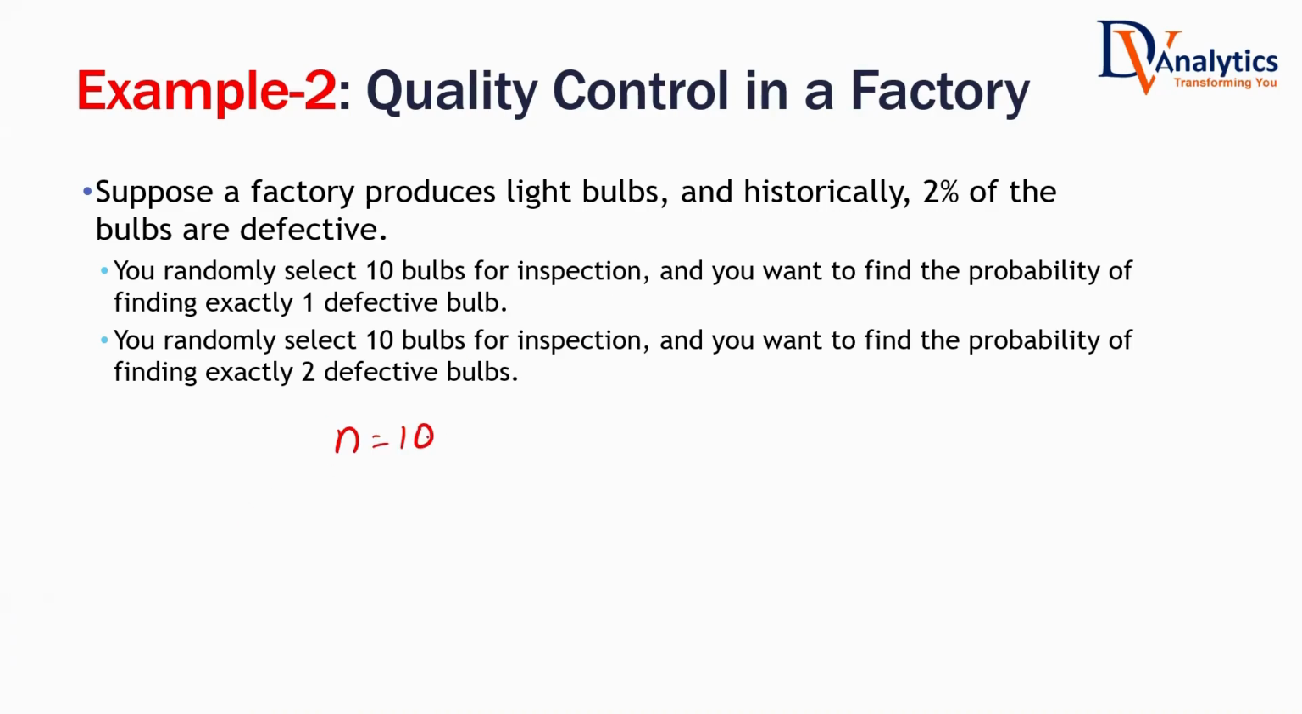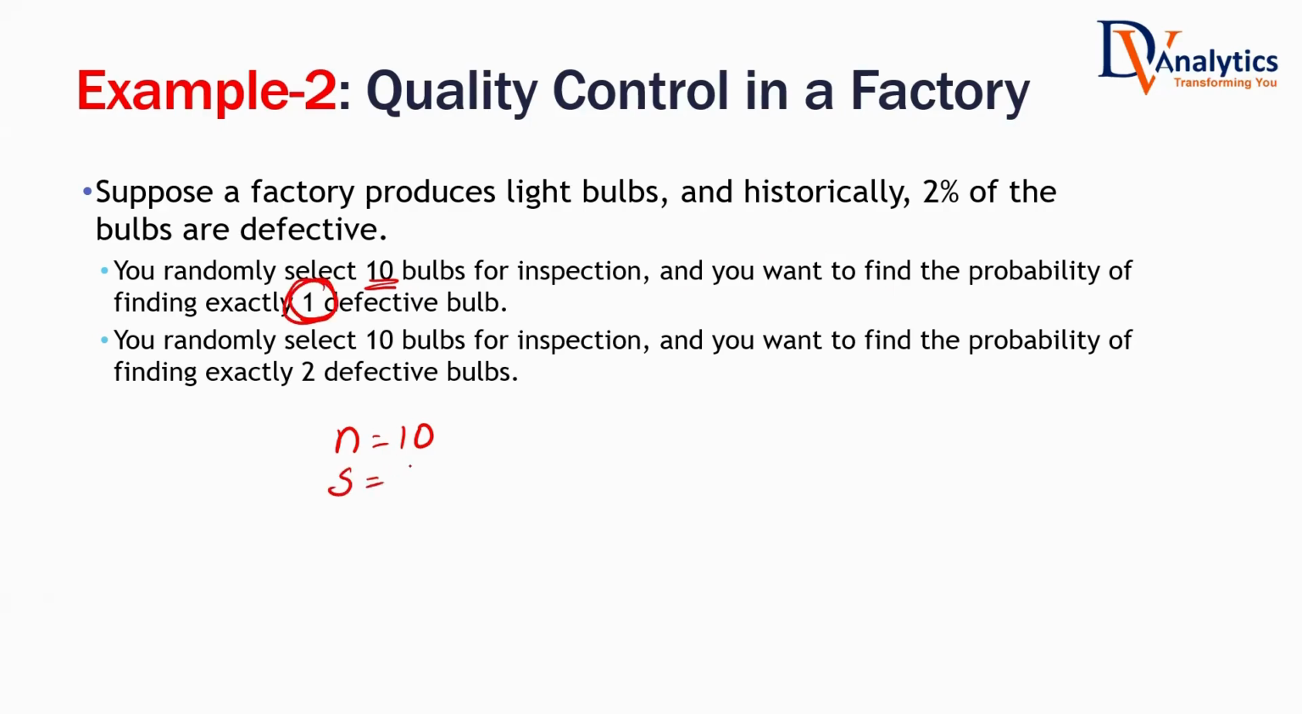Now, when you take 10 bulbs for the inspection, it may happen that all the 10 bulbs can be defective, isn't it? Extremely highly unlikely, but possible. 9 bulbs can be defective sometimes, 8 bulbs can be defective, or maybe only 1 bulb or 2 bulbs. All the 10 out of 10 can be defective or 0 defective also possible. Now, you randomly selected 10 bulbs for inspection and you want to find the probability of finding exactly 1 defective bulb.